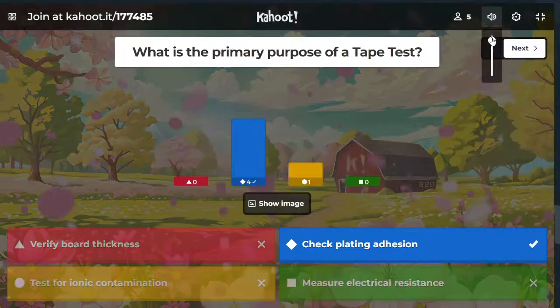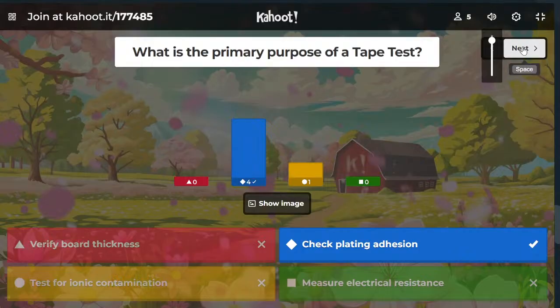Many people answered option 4, measure electrical resistance. Many people answered option 2, check plating adhesion. Okay, perfect. And one has chosen test for ionic contamination. Test for ionic contamination is actually the ROS test, resistivity of solvent extraction. That is, test for ionic contamination is the ROS test. Tape test is to check the plating adhesion.